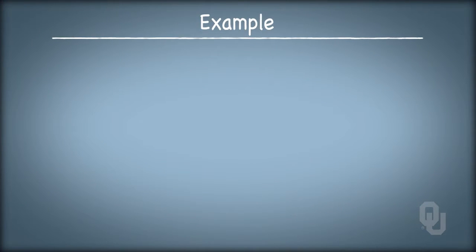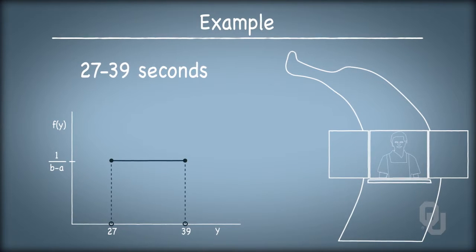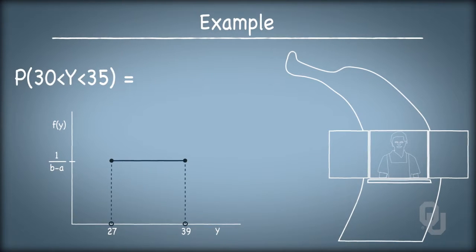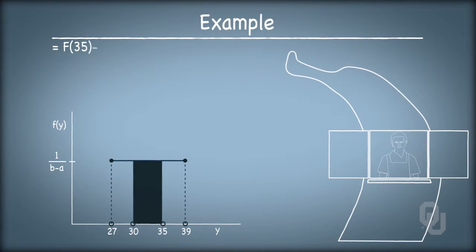Suppose the amount of time it takes to assemble a frozen banana at Bluth's original frozen banana ranges from 27 to 39 seconds, and that the assembly times are uniformly distributed. Let's find the probability that a given assembly will take between 30 and 35 seconds. We could integrate the PDF and evaluate between 30 and 35 seconds, or we could evaluate capital F of 35 minus capital F of 30.